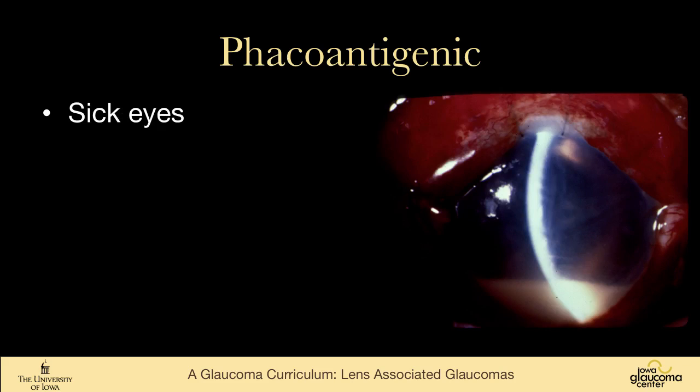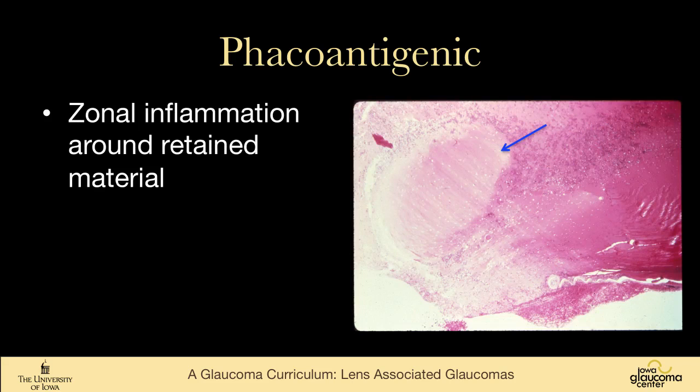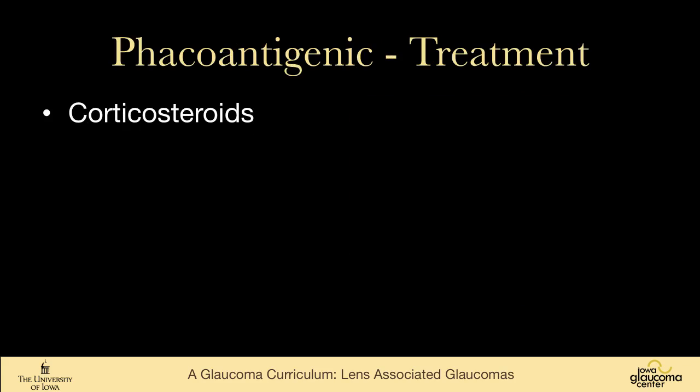You can see this eye, you can see a suture there, indicating that they've had trauma, hypopyon, thick cornea, really unhappy eye. They can have keratotic precipitates because they have this granulomatous response. And on histopathology, they have this zonal inflammation around retained lens material.